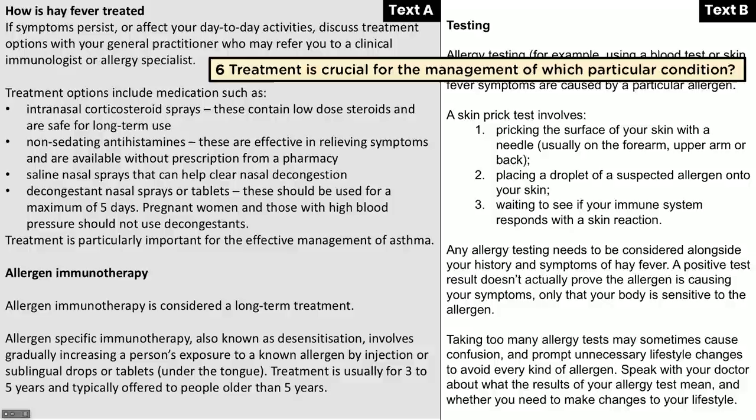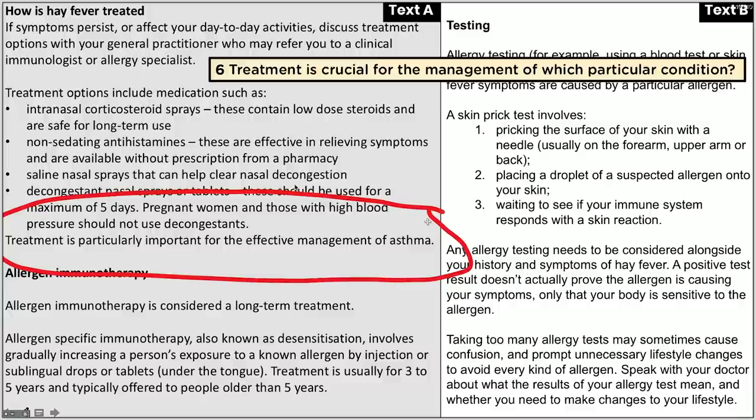I'm going to direct your eyes to this little part here. Remember, we're taking a word or a short phrase directly from here to answer question number 6.